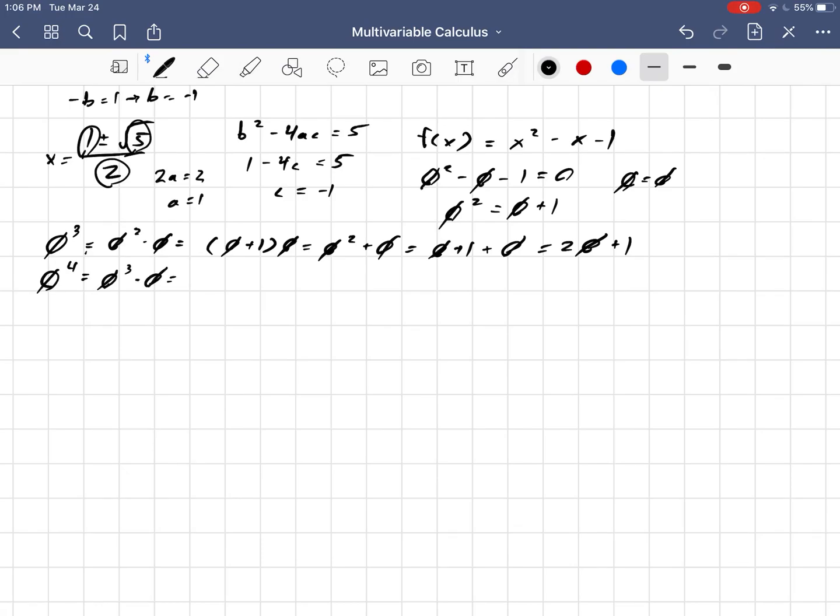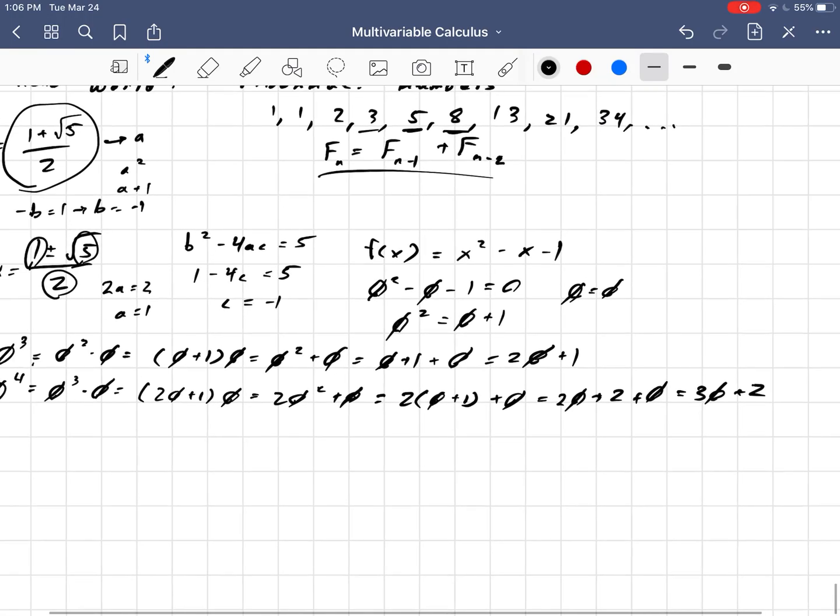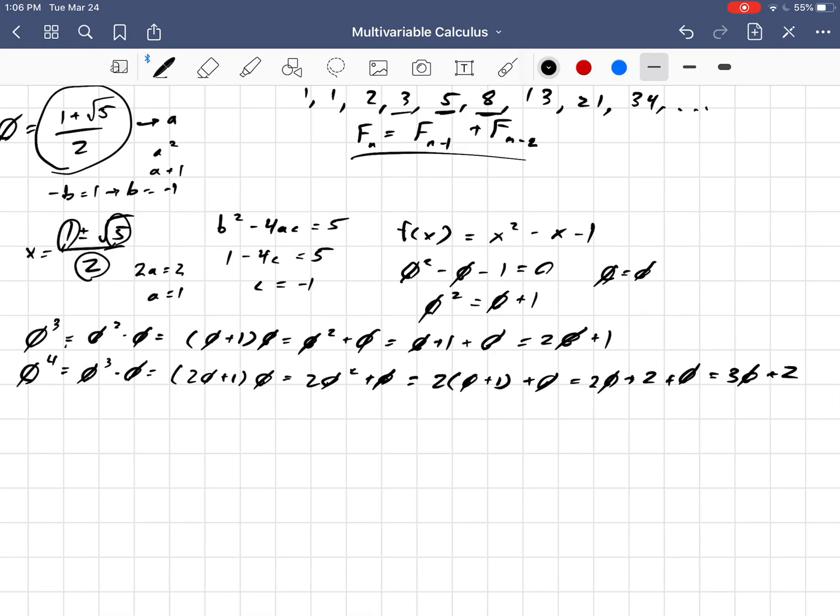That's phi cubed times phi, which is 2 phi plus 1 times phi. So 2 phi squared plus phi, which is 2 times phi plus 1 plus phi, which is 2 phi plus 2 plus phi, or in other words, 3 phi plus 2. And there is a very cool pattern that is beginning to appear. Maybe you're not seeing it quite yet, so let me do maybe two more, and then I'm going to stop there.